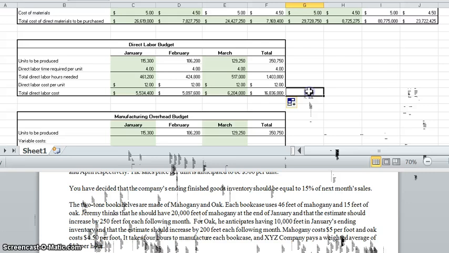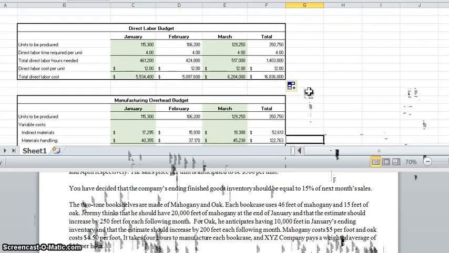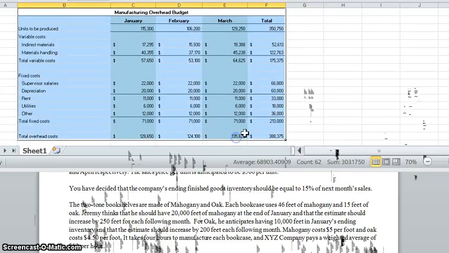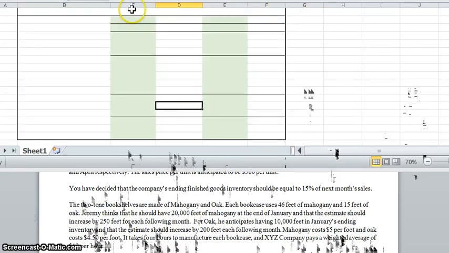After that direct materials budget, I think anything will be a little bit easier, right? All right, the next one that we're going to be going to is our manufacturing overhead budget. Now, when it comes to our manufacturing overhead budget, this one isn't too bad either. For the most part, we're going to be copying over information from the problem. You'll notice we did direct materials, direct labor, and now it's time for manufacturing overhead.